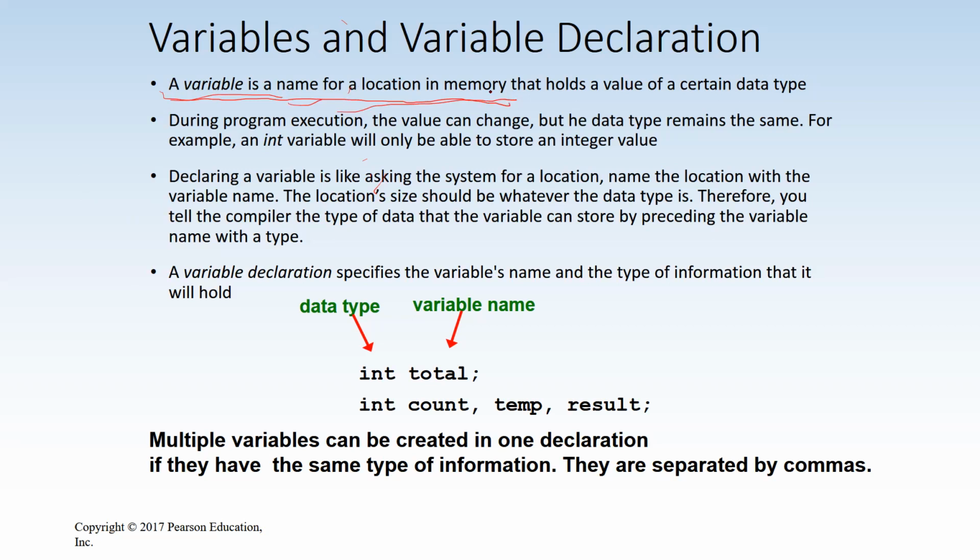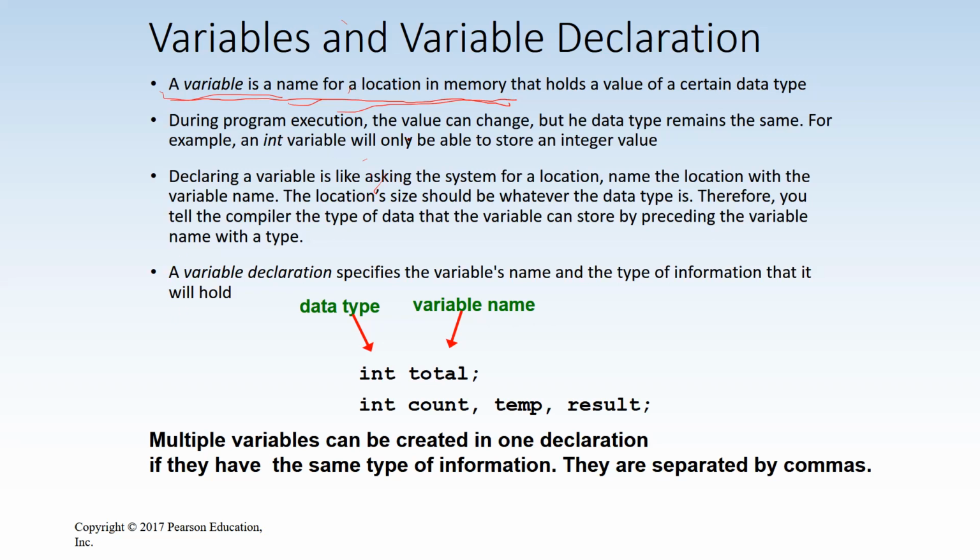Just like, if you go to campus, we are going to have our class in room 124. 124 is the room number for that location in that building. If that building is memory in the CPU, 124 is the name for that specific location where you will go to have class. That is what a variable is. It's a name for a location in memory that holds a value of a certain data type, okay?